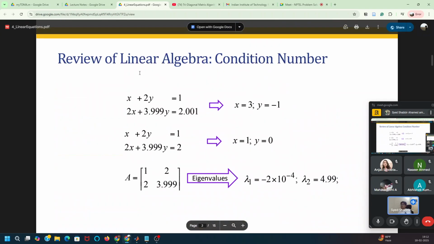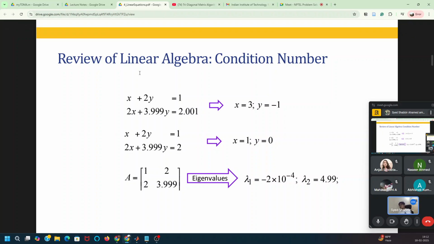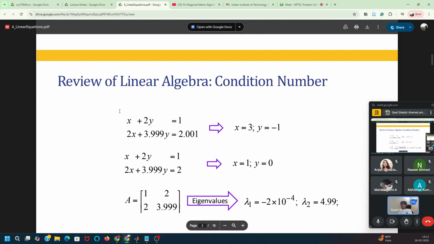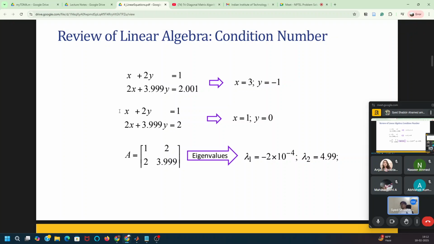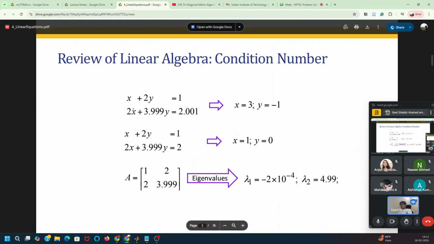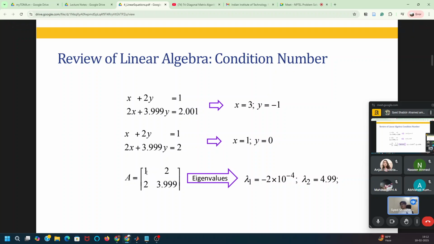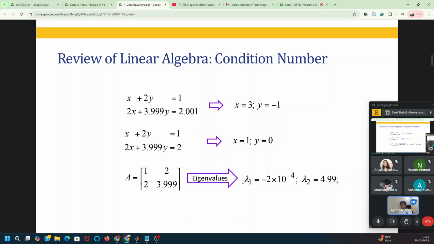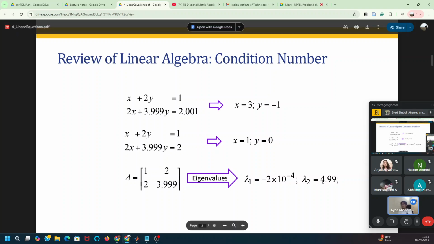Maybe you cannot appreciate it right now, but as we delve into the modules we are going to see in the coming weeks, you might be able to appreciate a lot of the things we have learned in this module. Okay, so the first thing is the condition number. We have seen that this system of equations, like 1, 2, and 3.999, has these two eigenvalues.